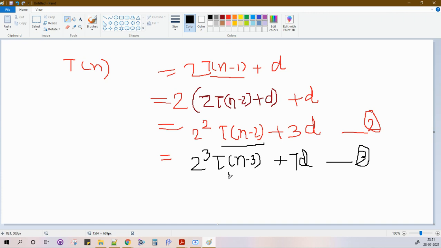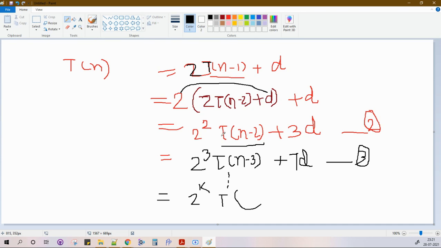Now let's generalize it up to the kth step. What would it be? At second step 2 square, third step 2 cube. So it is 2 raised to k. And in the second, it should be 2d instead of 3d, or am I missing something? No, see, 2 multiplied by d plus d. Right, sorry, I missed the 2 here. 2 multiplied by t of n minus 1. Correct?